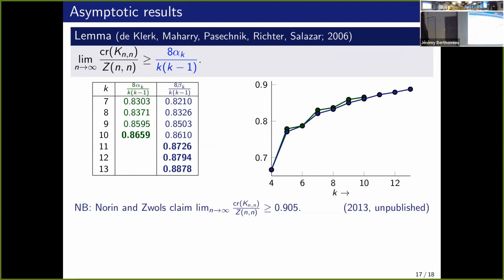How come the green numbers are better than the blue numbers? I don't know. This is because alpha k is stronger. Alpha k is the original bound, and beta k is a relaxation of it. Because we put fewer constraints, we only require a small matrix. But it's still remarkably close to it.